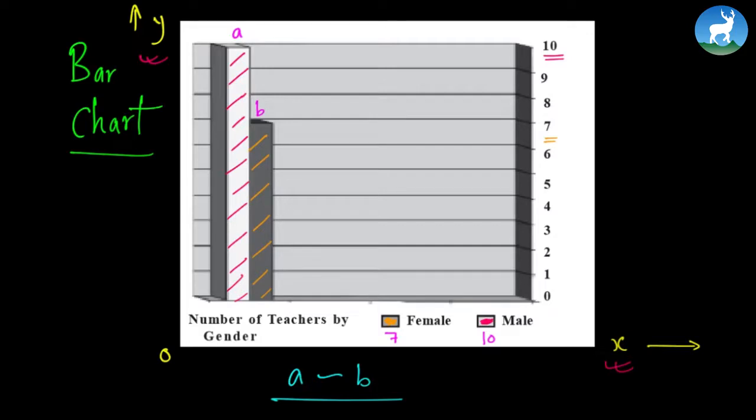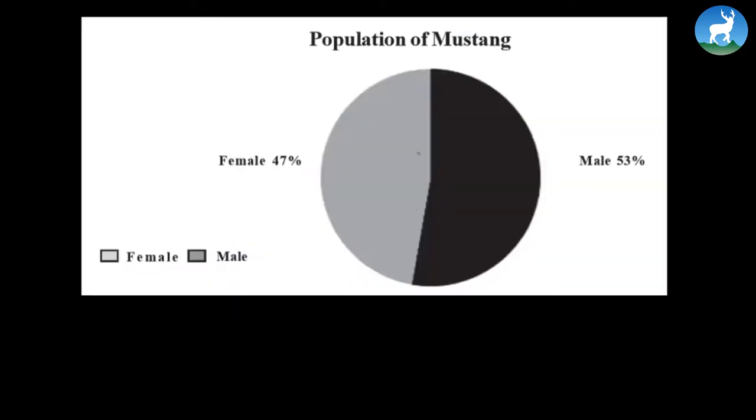Now let's study the pie chart. Alright, this is the pie chart. This is a pie chart and it represents the population of Mustang district. So just by looking at it, we find that 53% of the people are male and female are 47%. So this part represents the male part, right? While this part in the legend and this part in the pie chart represent the female population. Altogether, what is the total population? So what is the total percentage? 53 added to 47 is 100, right?